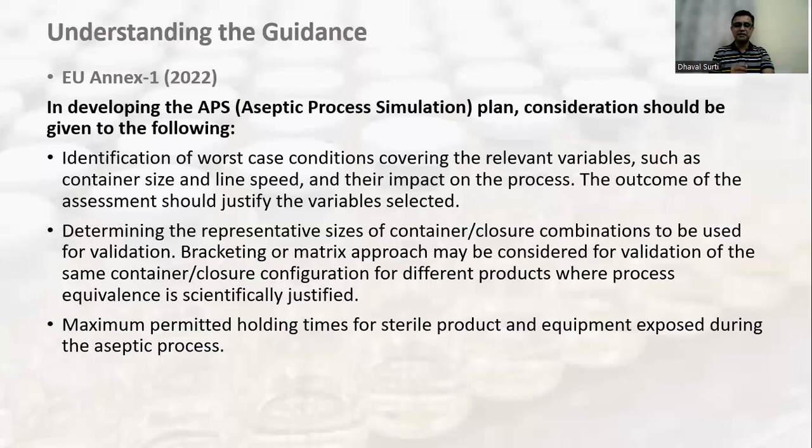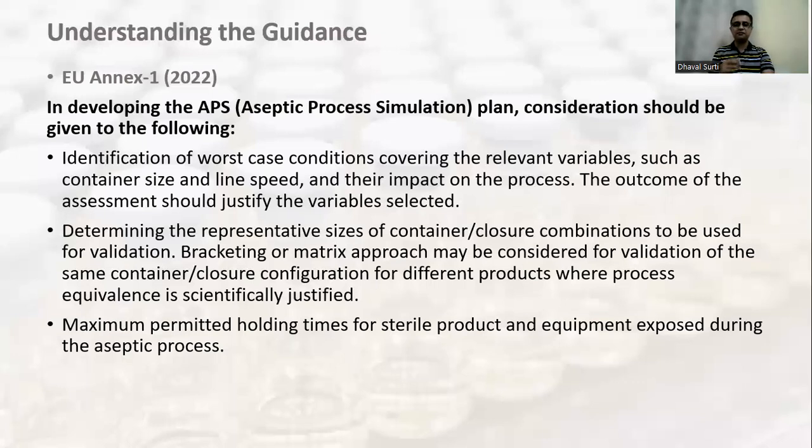Then maximum permitted holding times for the sterile product and equipment exposed during the aseptic process. This is very crucial in terms of how long we can continue filling in my routine production. It has nothing to do with the chemical compatibility of the product. Chemical compatibility of the product comes from the process validation. Media fill gives you a window of how long you can fill in terms of aseptic process simulation, without impacting the sterility by prolonged filling.